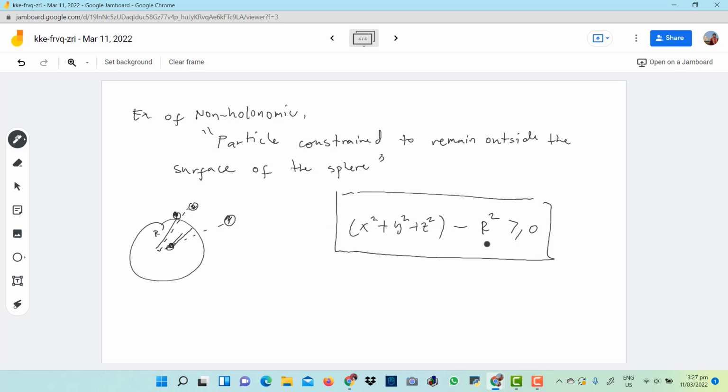Okay. So, for example, we are talking about Earth. You fix R, which is the radius of the Earth. If your particle is inside this R, then it is also a non-holonomic constraint because you just flip the inequality. So, we have less than or equal to 0. Always, if you are inside, x squared plus y squared plus z squared is always smaller compared to r squared. So, therefore, less than or equal if you enter your sphere.